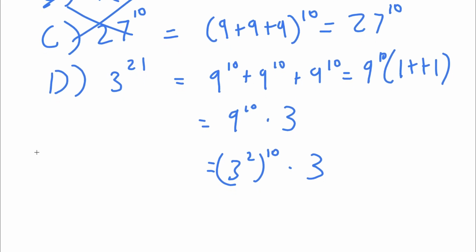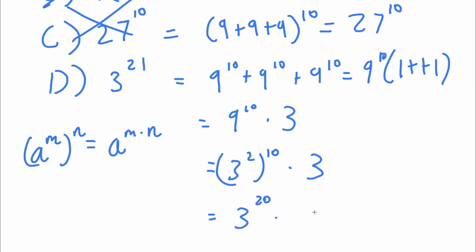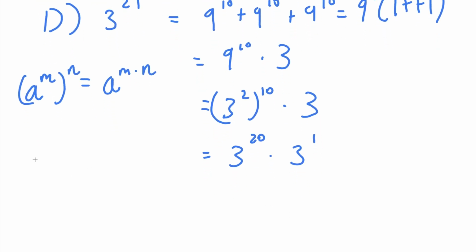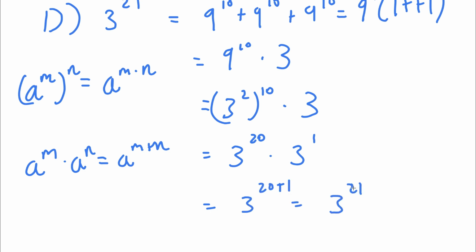Now, if I have something in the form a to the power of m to the power of n, this is equal to a to the power of m times n. So 3 to the power of 2 to the power of 10 equals 3 to the power of 20. And I have this times 3 to the power of 1. Now, I have a to the power of m times a to the power of n. This is equal to a to the power of m plus n. So 3 to the power of 20 times 3 to the power of 1 equals 3 to the power of 20 plus 1, which is equal to 3 to the power of 21. So this is the right answer.